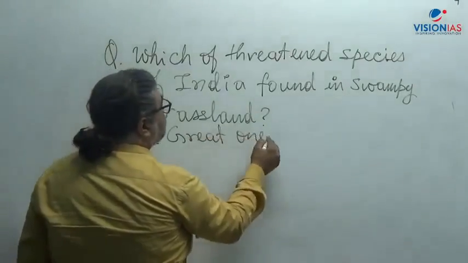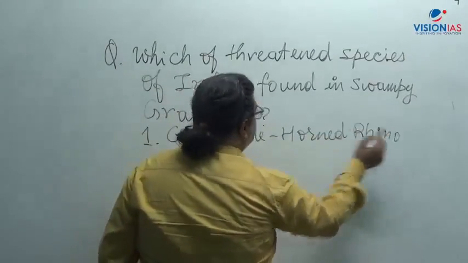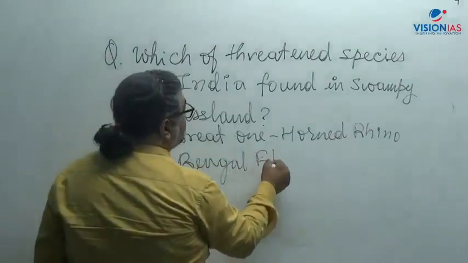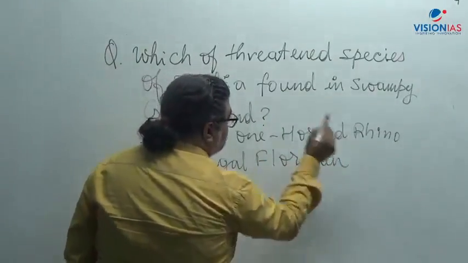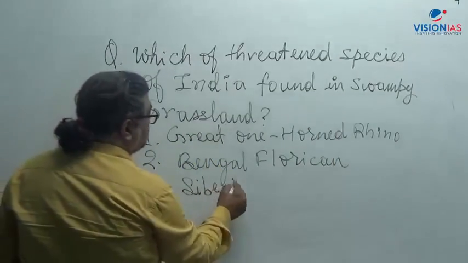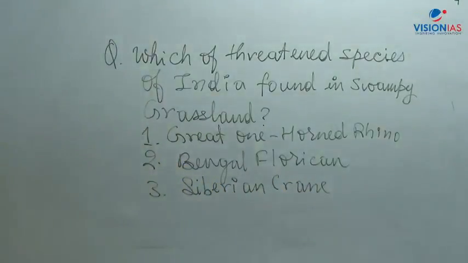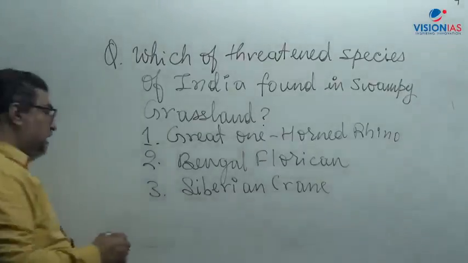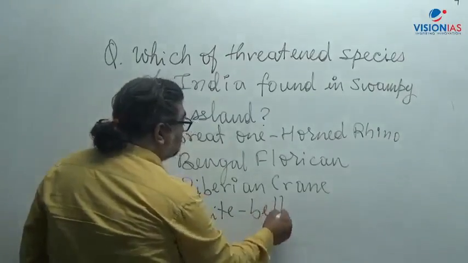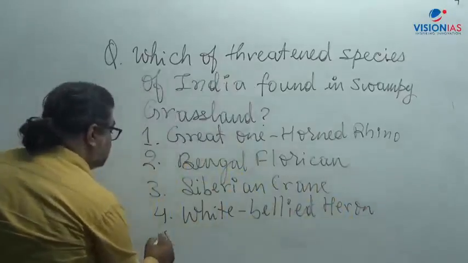Number 1, Great one-horned rhinoceros. Number 2, Bengal florican, right? Number 3, Siberian crane, right? And 4th, let's say, white-bellied heron. And number 5, let's say, pygmy hog.